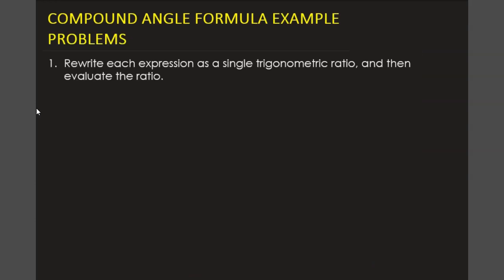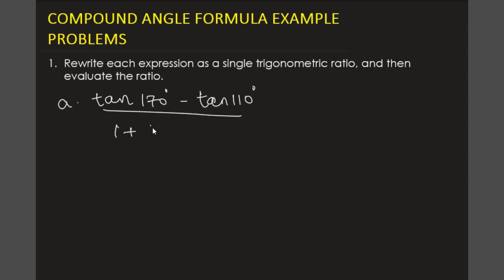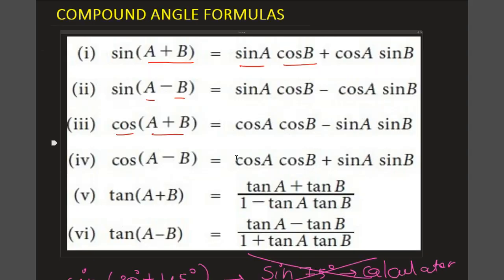Let's do more problems related to compound angle formulas. If we have to rewrite each expression as a single trigonometric ratio and then evaluate the ratio, let's say the question is tan 170 minus tan 110 degrees over 1 plus tan 170 times tan 110. Now we would go back and check what formula it represents, and we see here it's tan 170 minus tan 110, so it represents tan A minus B, the compound angle formula.